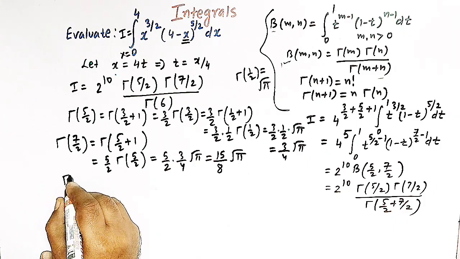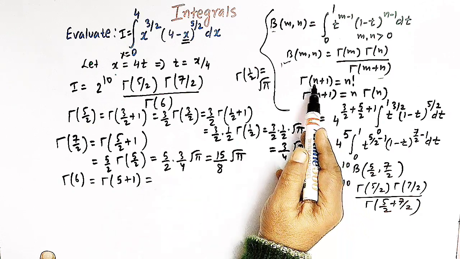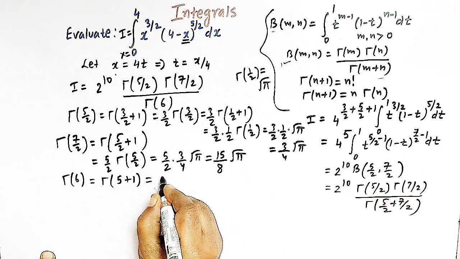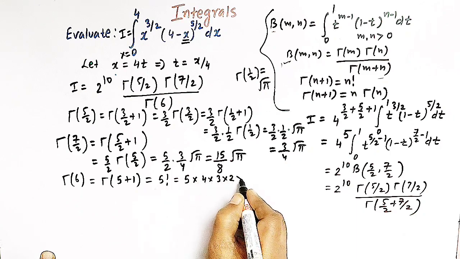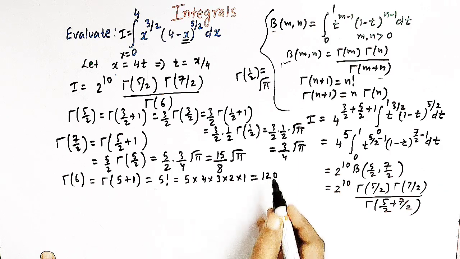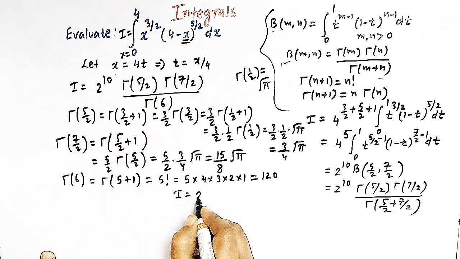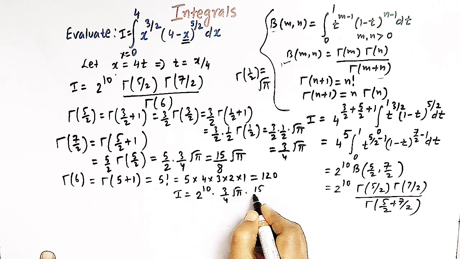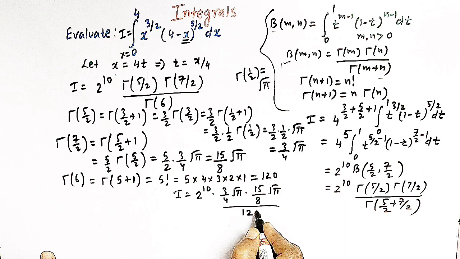And now gamma 6 can be written as gamma 5 plus 1. So here we can apply this result. So n is 5, which is a positive integer, so we have 5 factorial. So 5 factorial is 5 times 4 times 3 times 2 times 1. So this is 120, right? So now let us substitute these values in this expression. So I can now be written as 2 raised to 10, then we have 3 by 4 root pi, then we have 15 over 8 root pi divided by 120.